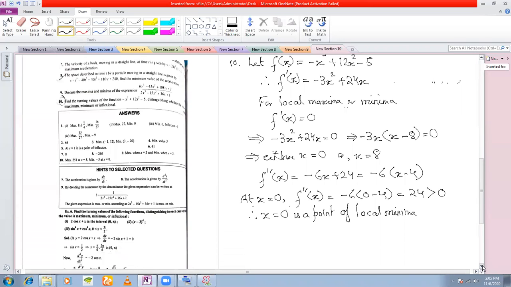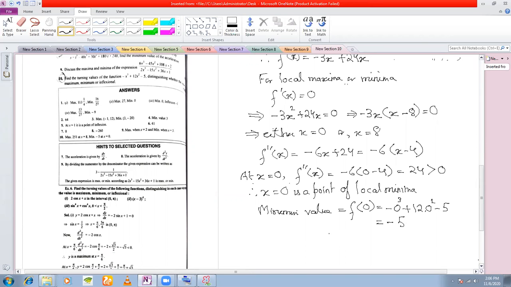And what is the minimum value? Put it in the function. Minimum value is equal to f(0), minus 0 cube plus 12 into 0 square minus 5, which is minus 5. This is the minimum value. Now we check for the second point. What is the second point? x is equal to 8.